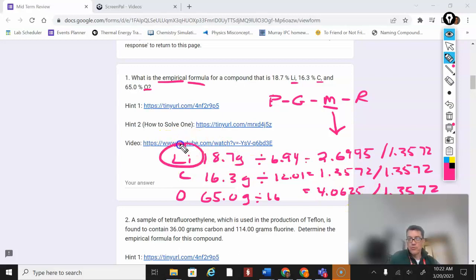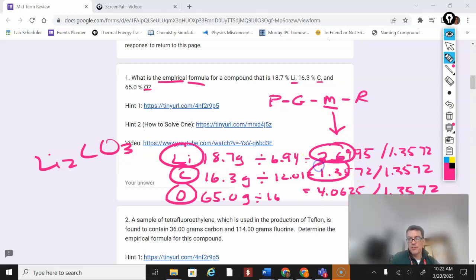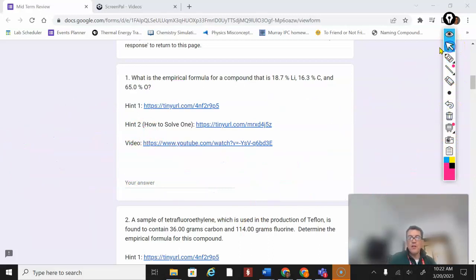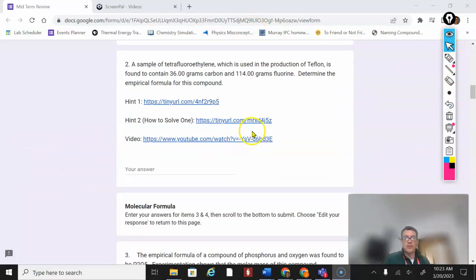In other words, there are 2 lithiums, there is 1 carbon, and there are 3 oxygens. So the formula is Li2CO3. Again, there's twice the number of lithiums as carbons, and if you look at these numbers, that makes sense. 2.6 is basically twice of 1.3. 4.0 is basically 3 times the size of 1.3. The ratio part just cleans this up so it's easier to see. That should be our answer, Li2CO3 on that one.